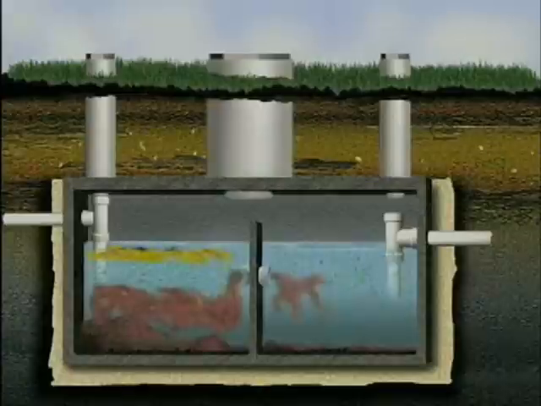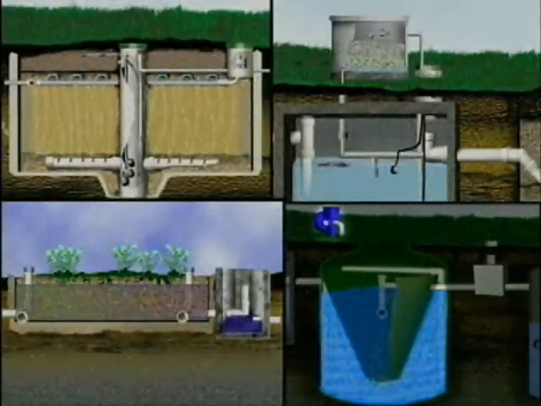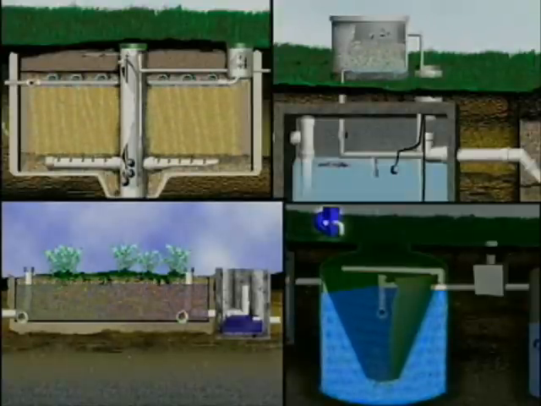Septic tanks provide primary settling of the solids in the wastewater. Aerobic treatment units, sand filters, recirculating media filters, and constructed wetlands use microbes living in the device to further treat the wastewater before it enters the pump tank.